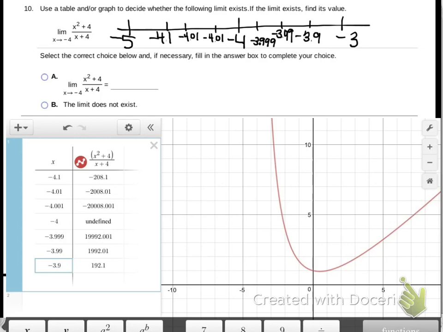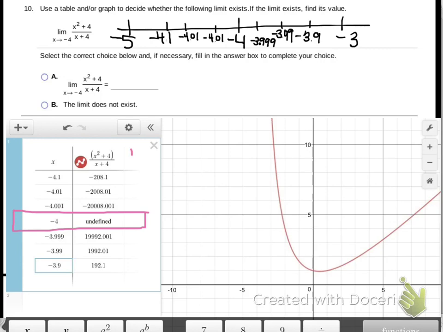Okay, where we left off in the last video was number 10 in Desmos. I explained how to come up with a number line, and they're asking at -4. So -4, I put in the table, but it is undefined. That's okay. We don't need it to be defined at -4.